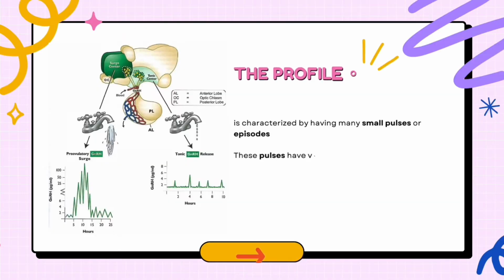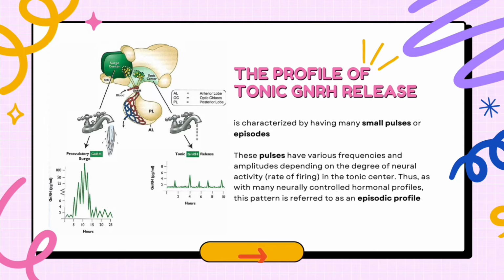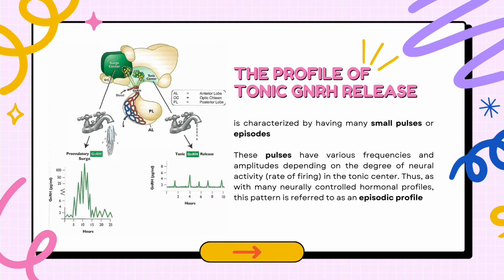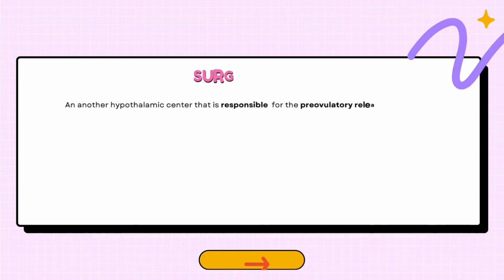The profile of tonic release is characterized by having many small pulses or episodes. These pulses have various frequencies and amplitudes depending on the degree of neural activity, the rate of firing, in the tonic center. Thus, as with many neurally controlled hormonal profiles, this pattern is referred to as an episodic profile.